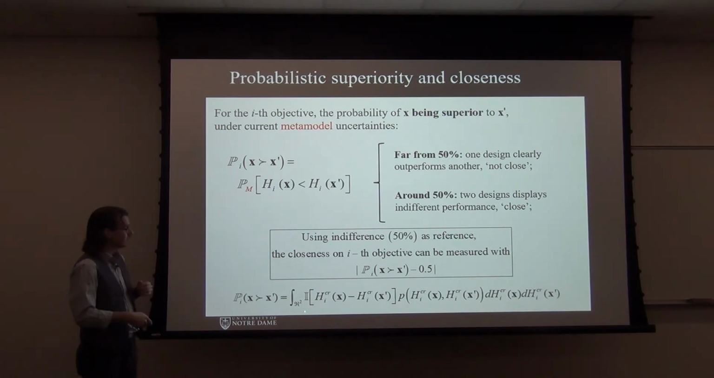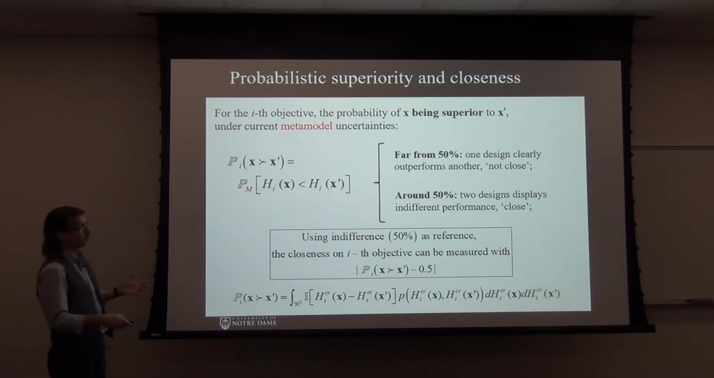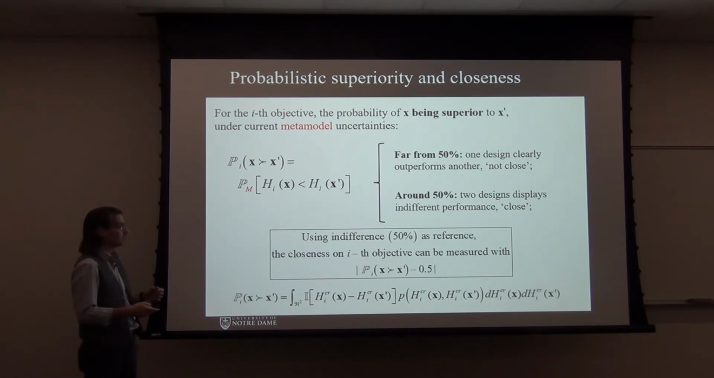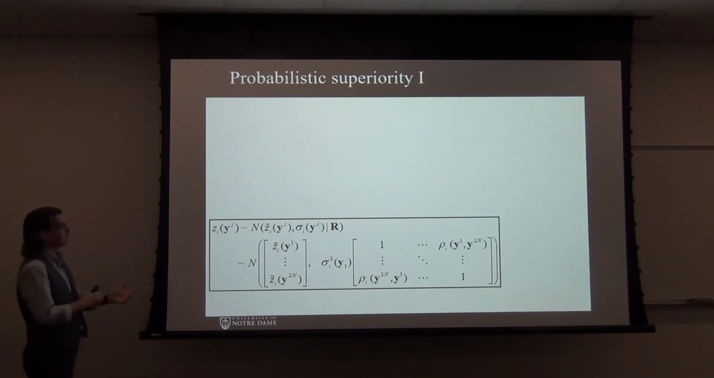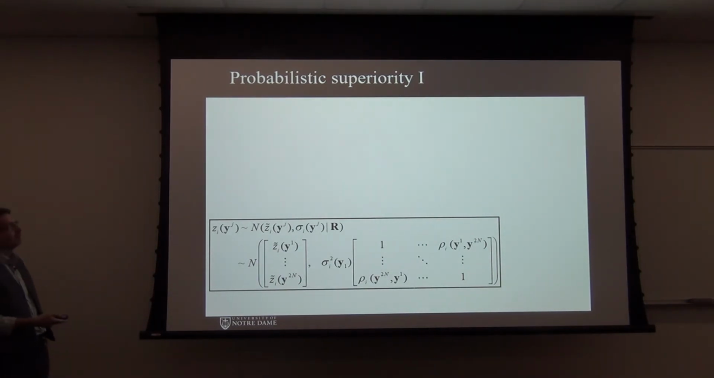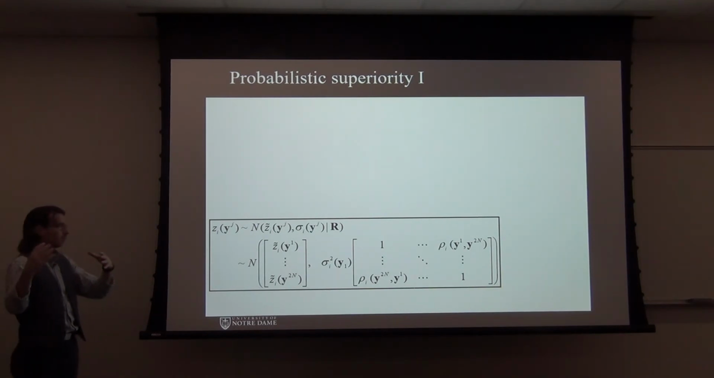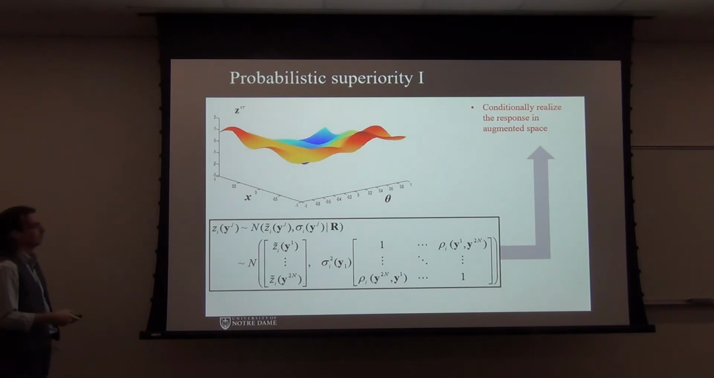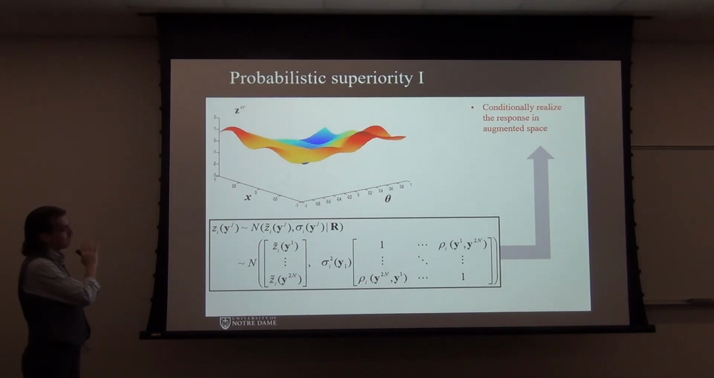So the formal definition of this probability of superiority is a two-dimensional integral over conditional realizations of your performance objectives for the two design configurations that you're examining. So how do you get this conditional realization? In reality, this is the information that you have for your Gaussian process metamodel, meaning the predictive mean and the predictive covariance for the different x and theta regions of the design domain. I'm going to demonstrate this for a two-dimensional implementation, one x, one theta.